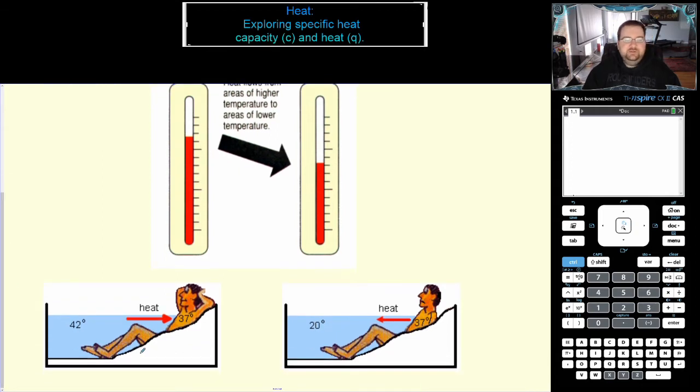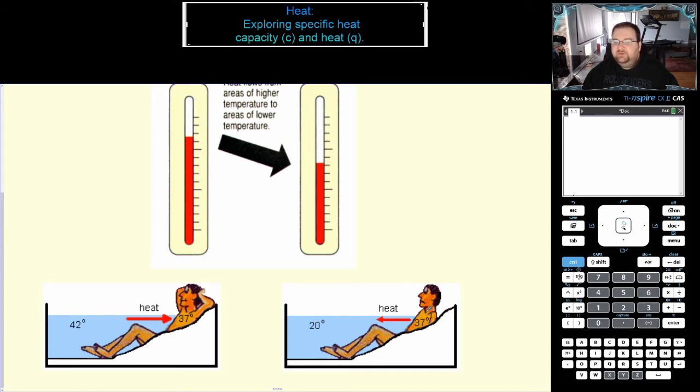Looking at these two pictures, if we have an individual whose body temperature is 37 degrees, and he's sitting in a tub of water that's 42 degrees, where will the heat go? Well, the heat will go from the water to his body. Why? Because he is cooler than the water, so the heat flows from warm to cold. And so his body temperature will start to increase.